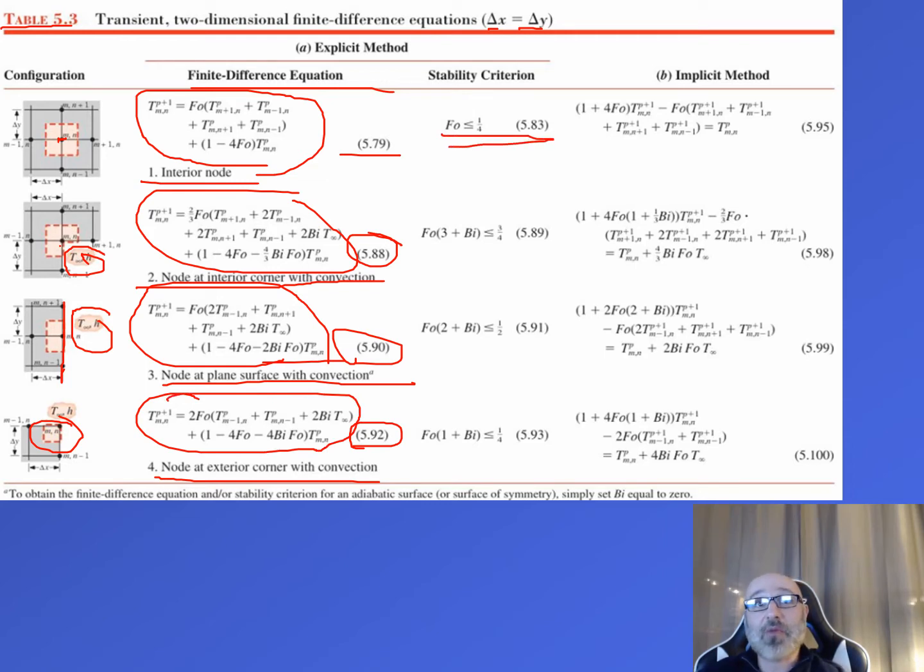So that's where we came up with this right here. We just saw that our Fourier number must be less than or equal to 1/4. That's 5.83 because we were dealing with that interior node. Now they have these again for the other three nodes as well, for all these stability criteria right there. Now we also have an equation for each of these for our implicit method as well.